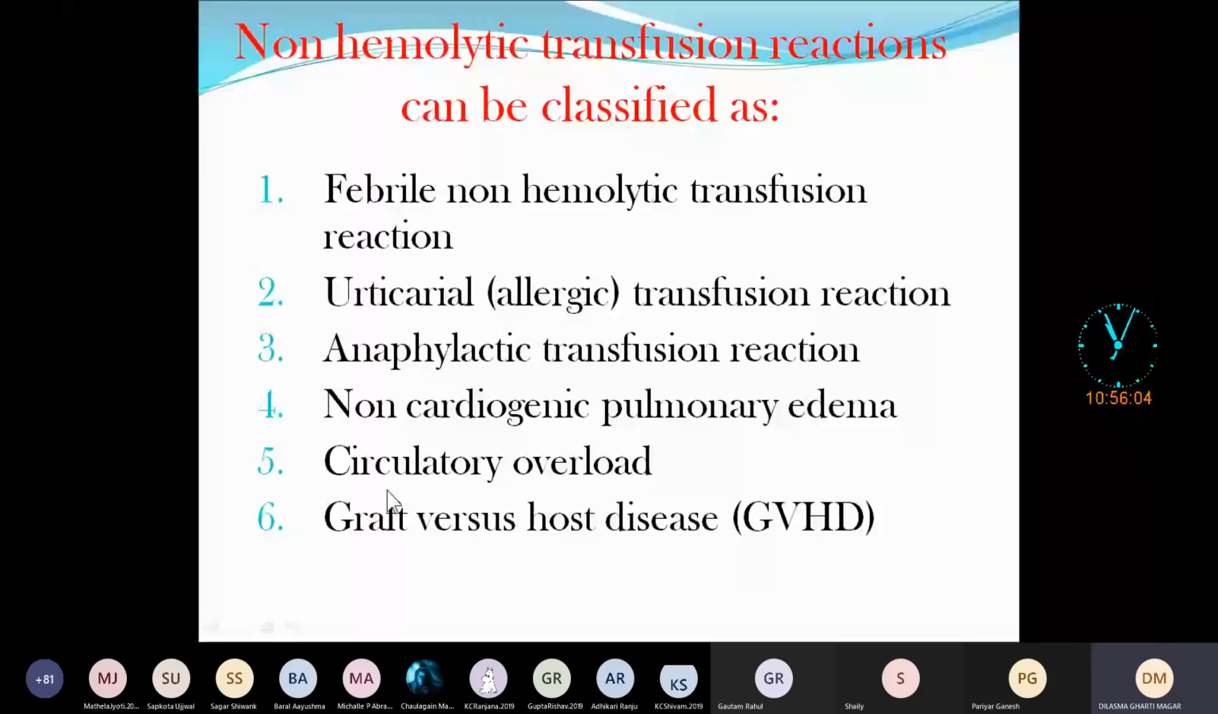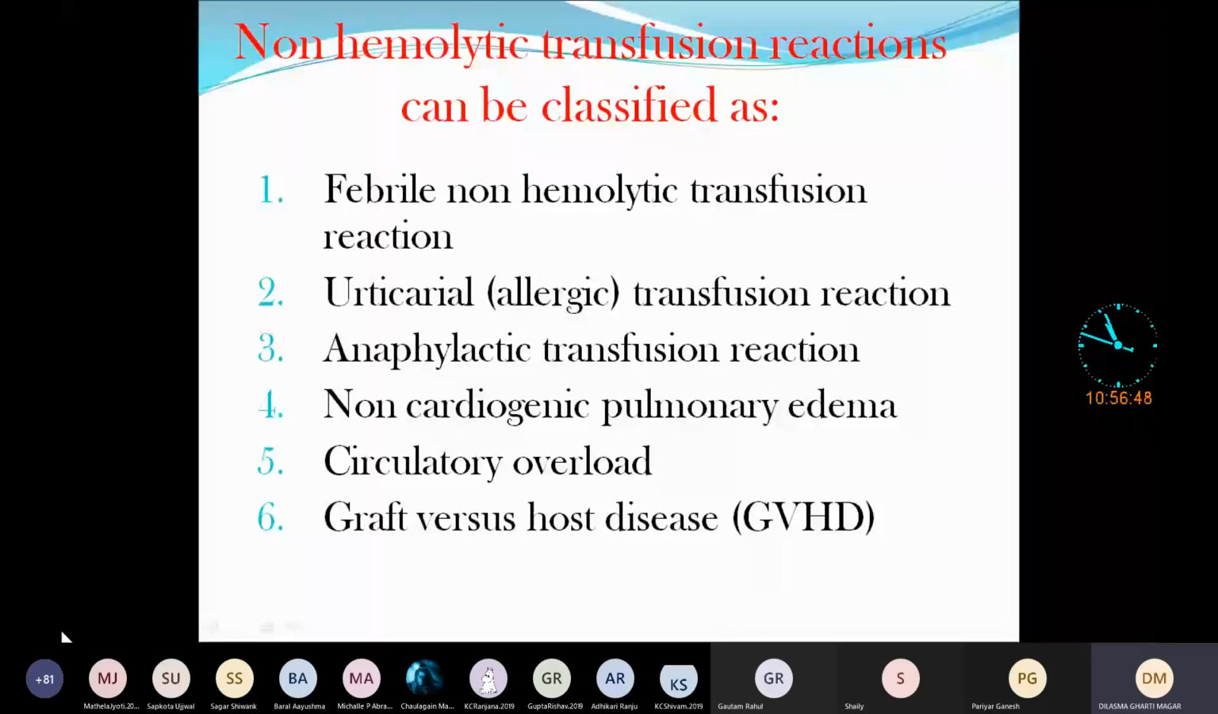So circulatory overload. And then under non-hemolytic transfusion reaction, there can also be graft versus host disease. Graft versus host disease, you just have to know the name only, but still I'm explaining it to you. Suppose a kid is having blood loss, or children require blood transfusion. The parents are always ready to give transfusion, isn't it? They are always ready to help their children, isn't it? So at that time, the parents will give the blood.